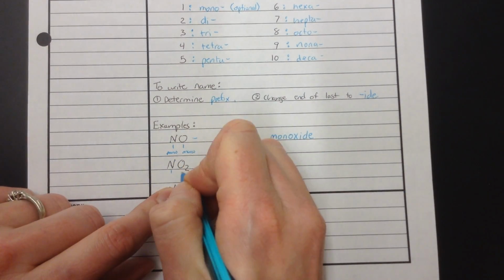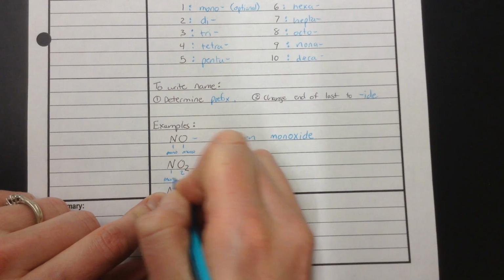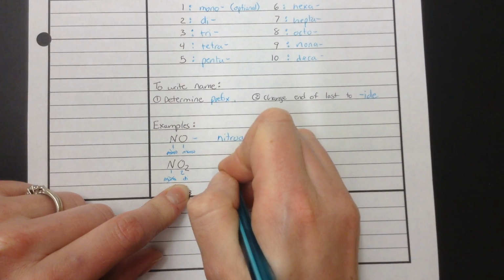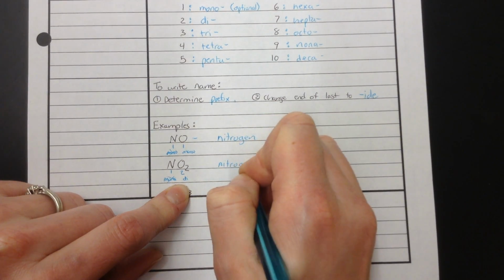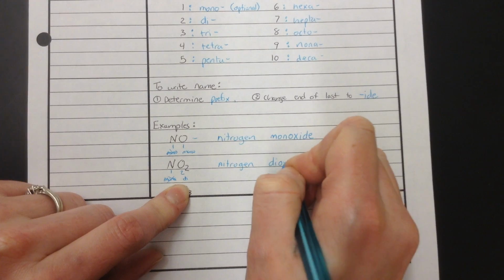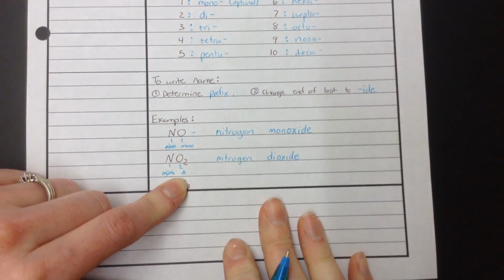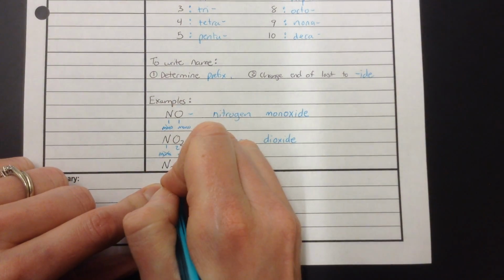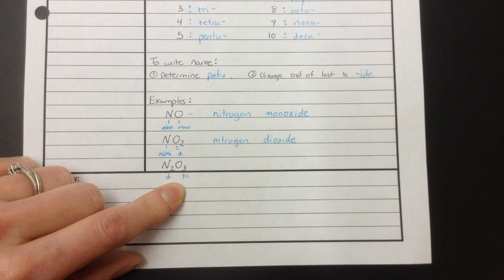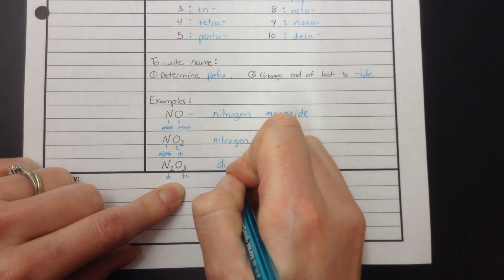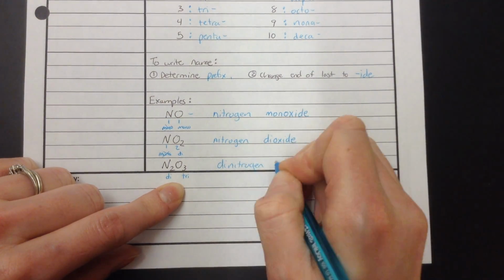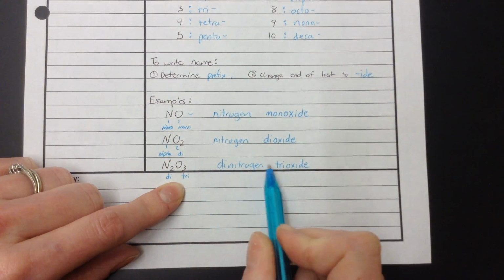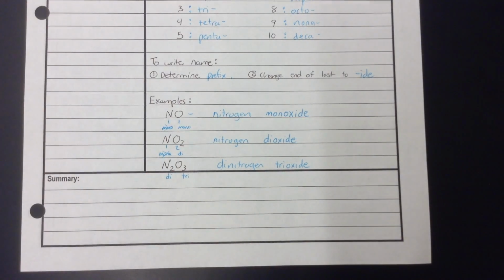Now I have one of these and 2 of these, so this one would still be mono, but it's optional. And then the 2 is di. So this would be nitrogen dioxide. See how simple that is? And then here we've got 2 of those and 3 of those. 2 is di and 3 is tri. So this would be dinitrogen trioxide. The prefix tells you what number of each element would have to be there.